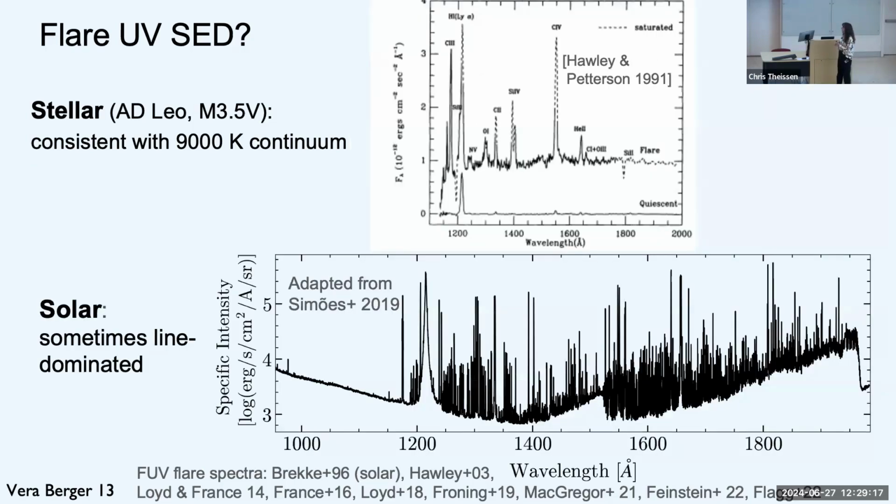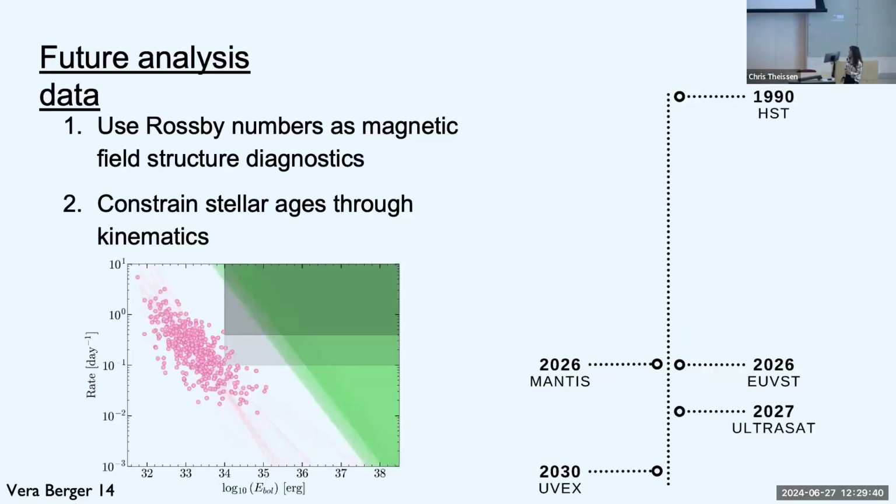But this is not always the case on the sun. Here's an example of a line-dominated flare on the sun. But there are some big differences between the spectra in terms of the flare energies, the type of star that is flaring, and the spectral resolution. And so we really can't say at this point how much of the emission is coming from lines versus a hot blackbody.